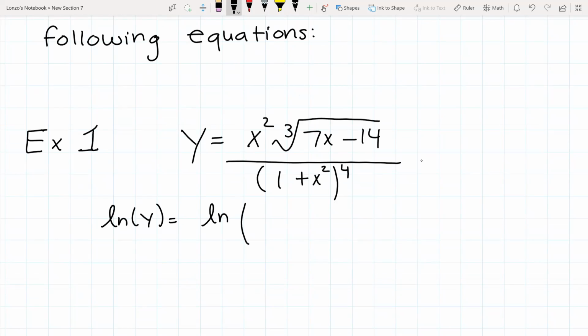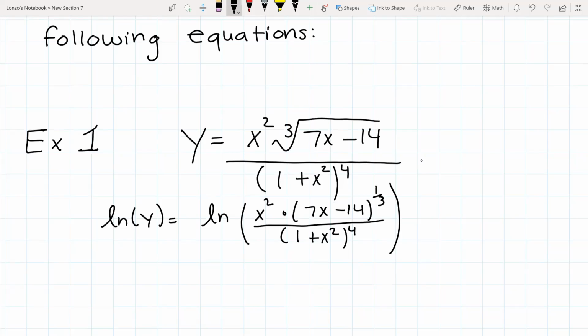You could rewrite this as x squared, but in this one, I won't; instead of using the cube root, I convert it to a power. So that would be times 7x minus 14 raised to the 1/3 all over 1 plus x squared raised to the 4th.